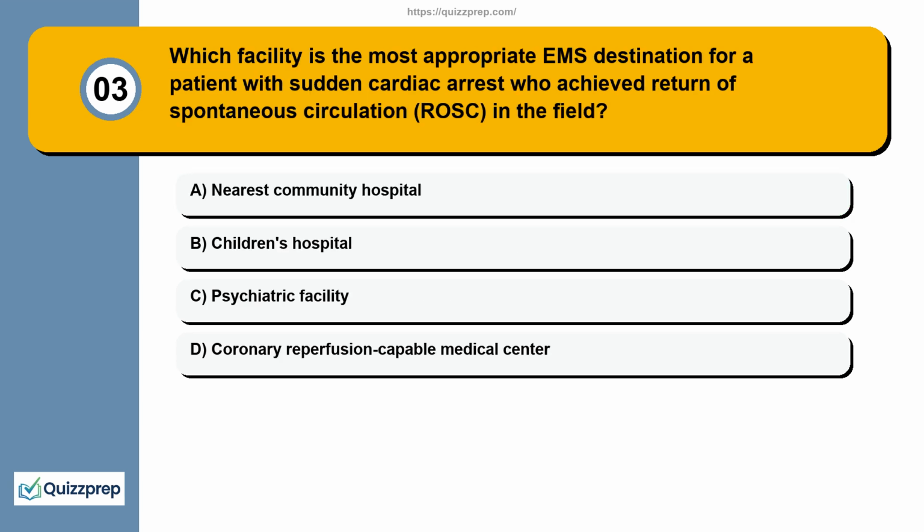Question 3. Which facility is the most appropriate EMS destination for a patient with sudden cardiac arrest who achieved return of spontaneous circulation, ROSC, in the field? Nearest community hospital, children's hospital, psychiatric facility, coronary reperfusion capable medical center.